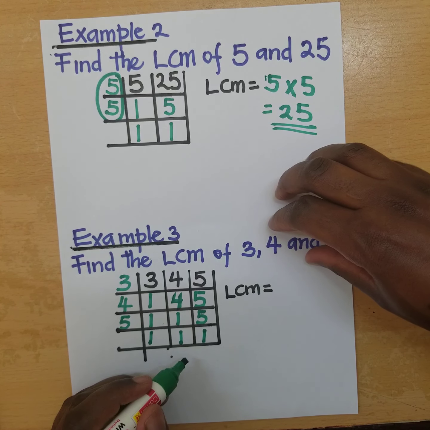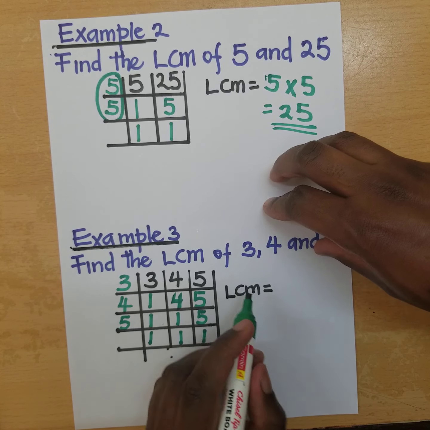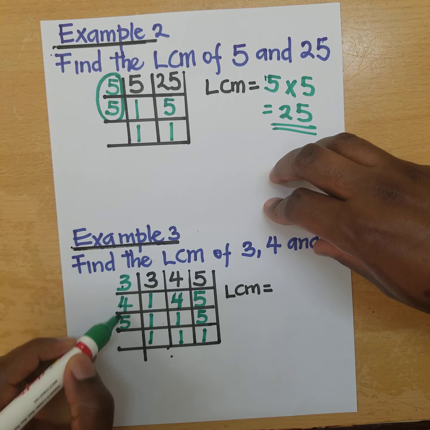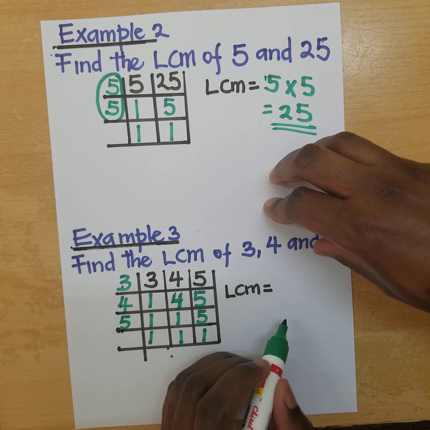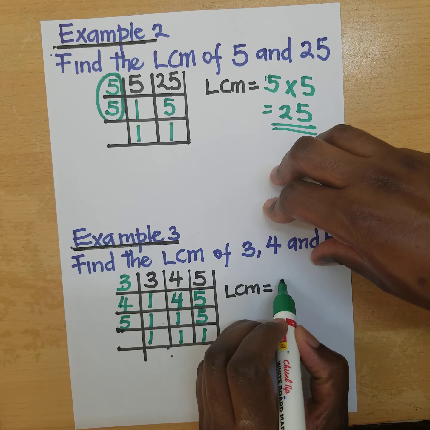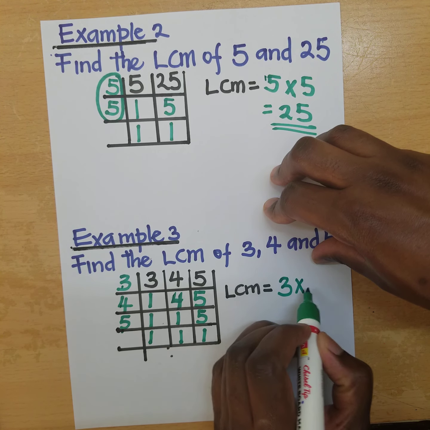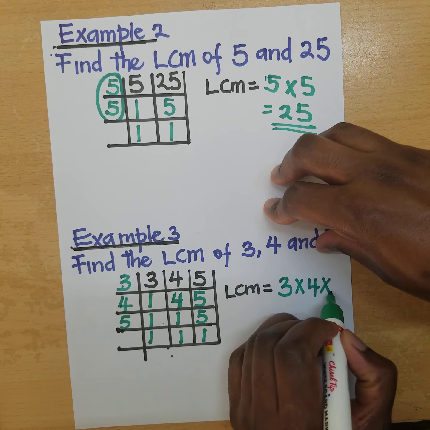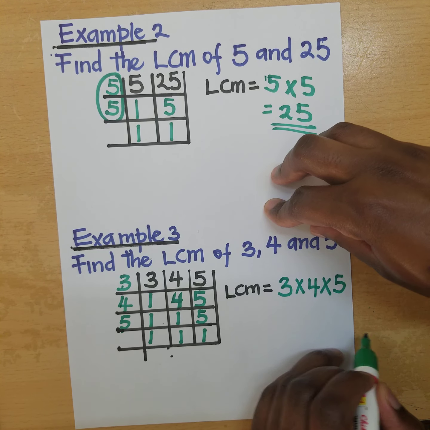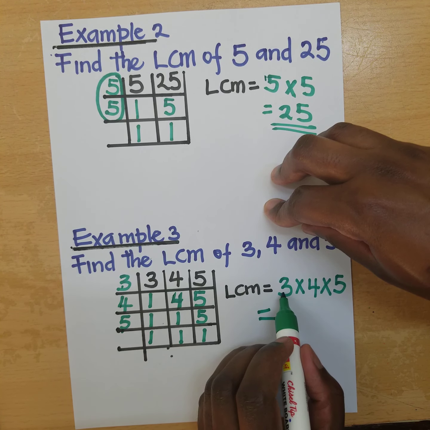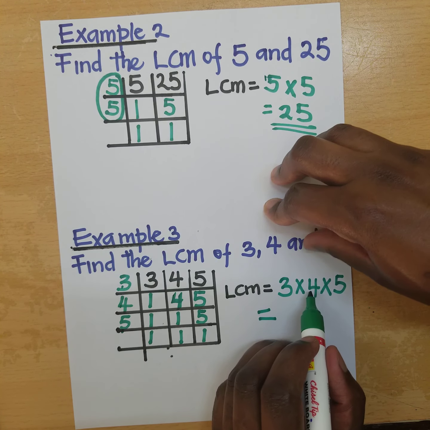For us to find the LCM, we shall multiply this times this times this, you remember? So I'll have 3 times 4 times 5, such that my LCM would be 3 times 4 is 12, times 5, 60. So my LCM will be 60.